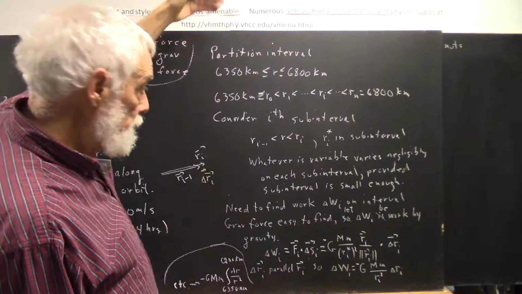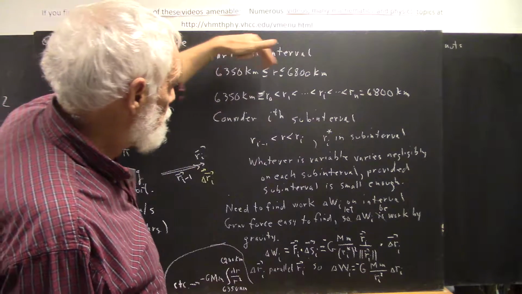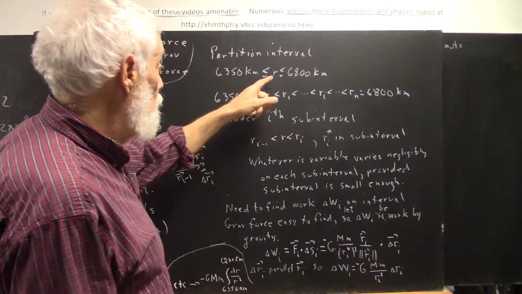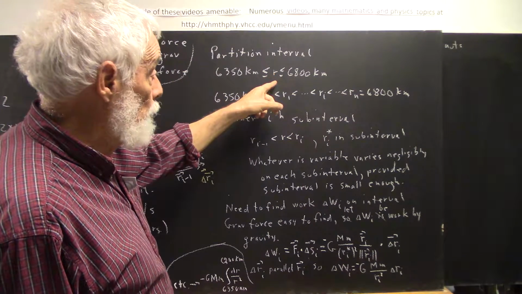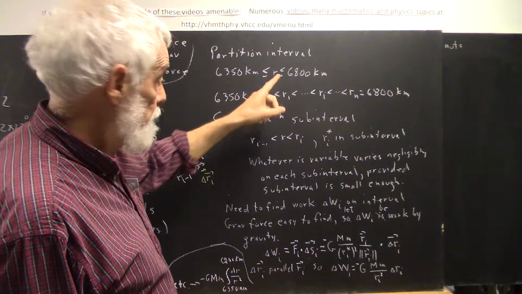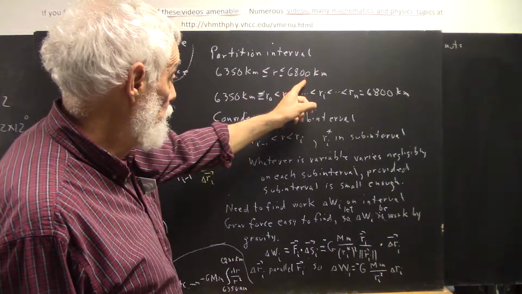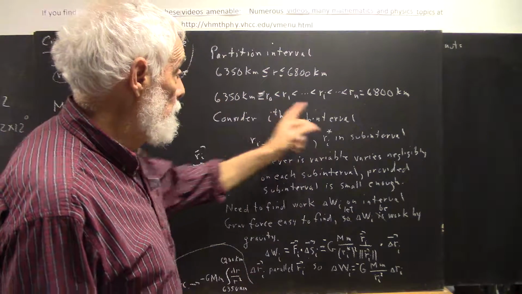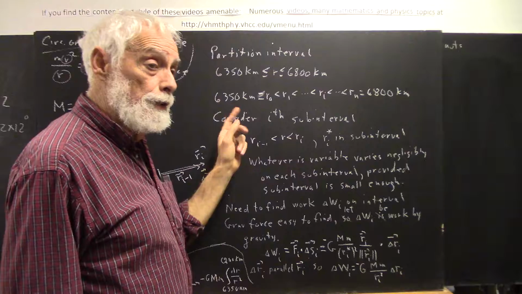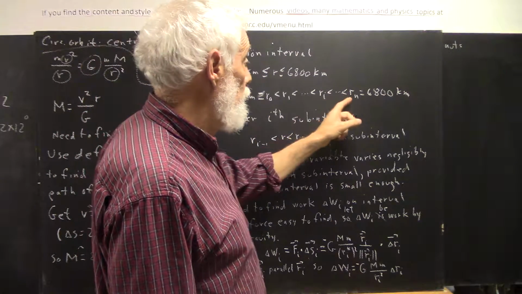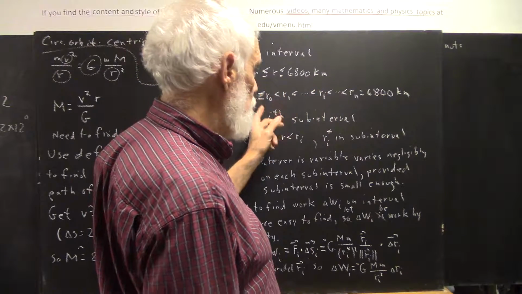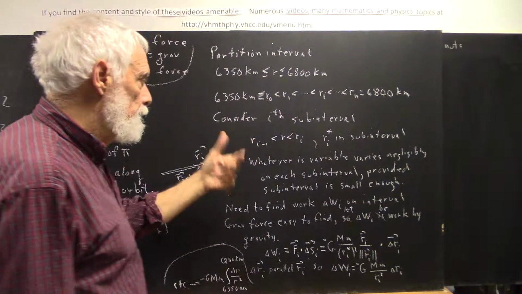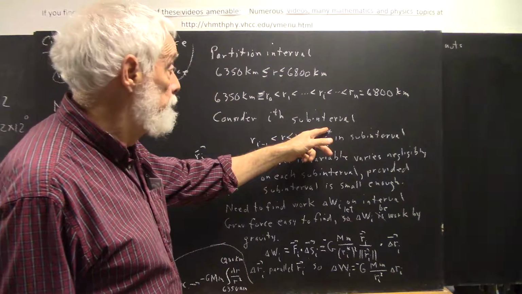from the first step of partitioning this interval. We know that the thing that we're trying to calculate changes with r. So we have to partition this interval. And here's our partition. R0 is 6,350 kilometers. Rn is 6,800 kilometers. You have some Ri between R0 and Rn, and you have some ith subinterval.